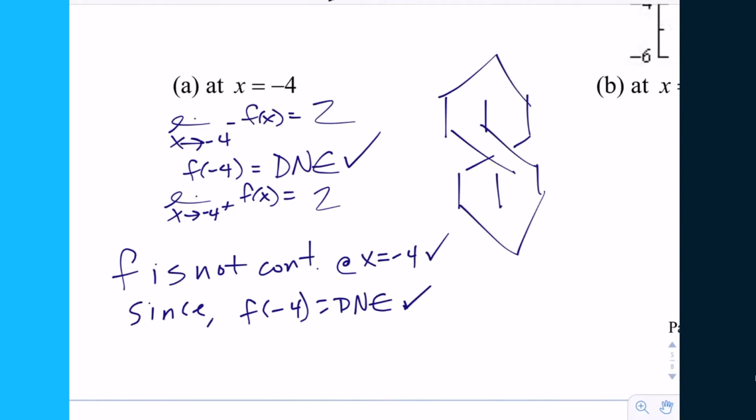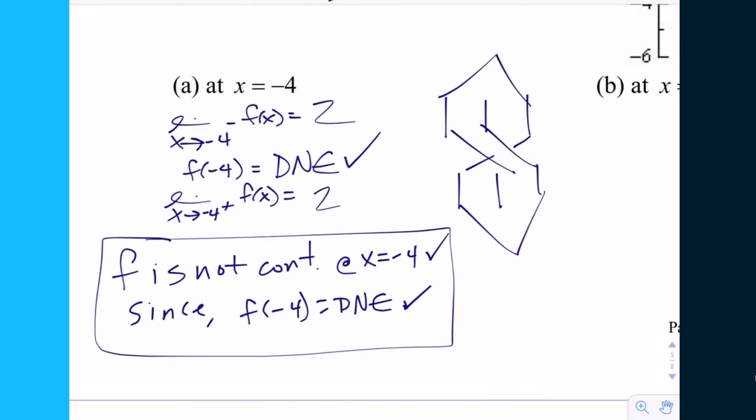If you just wrote this sentence right there, you would get all three checks. You'd get one for the answer, one for the justification, and one for knowing that you just had to consider f of -4 equals DNE. Okay?